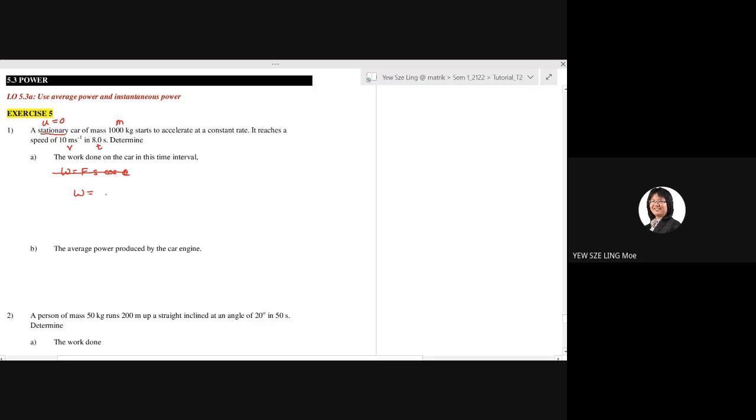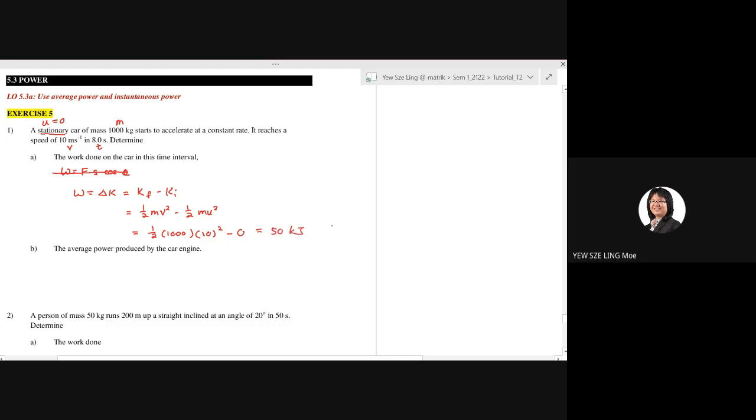So W equals delta K, which equals K final minus K initial. Then we have 1 over 2 mv squared minus 1 over 2 mu squared. Now let's see, do we have enough information? Well, we do, because we have m, we have v, and we have u. So you substitute all of the information into the equation. Okay, 1 over 2, 1000, times 10 squared, minus 0, because the initial velocity starts from 0. So minus 0, it then equals 50 kilojoule.